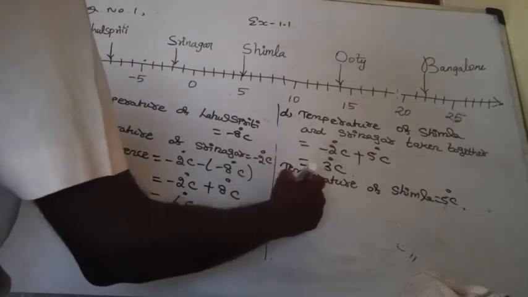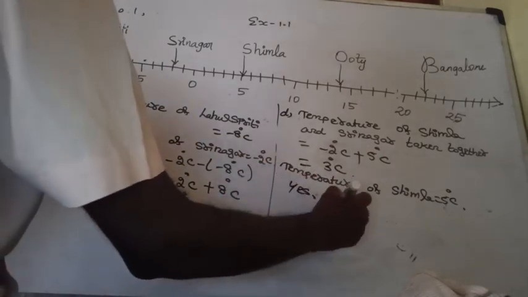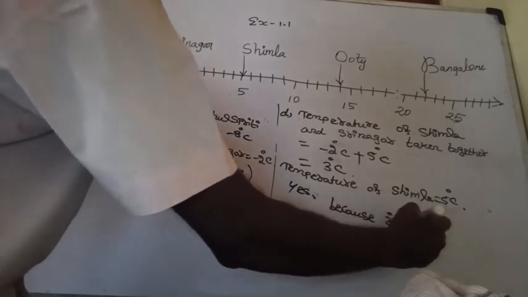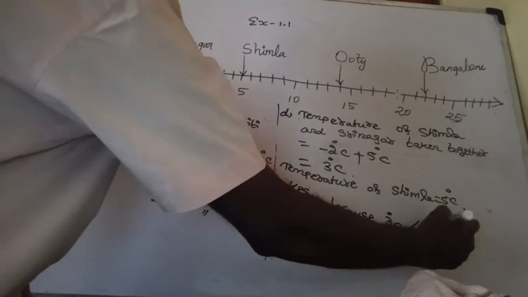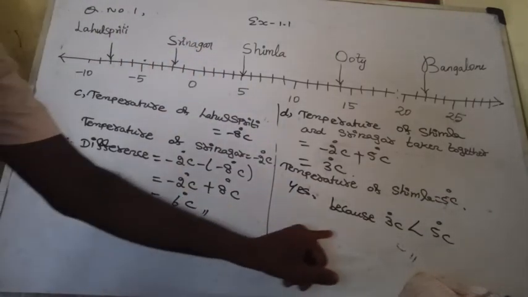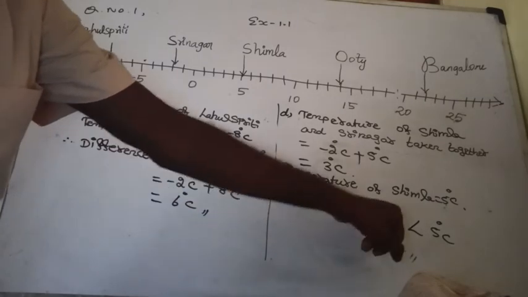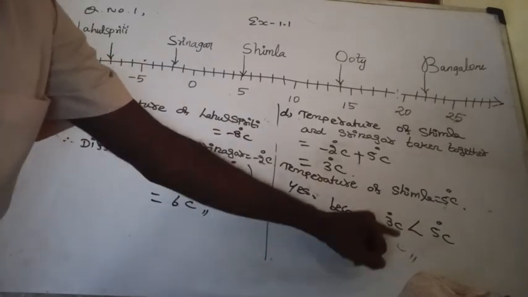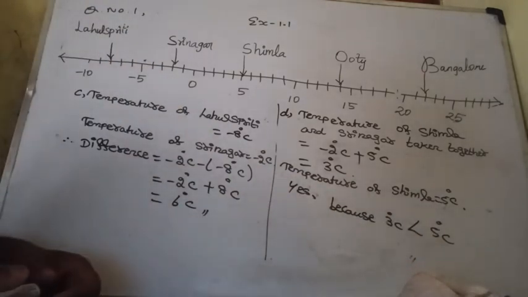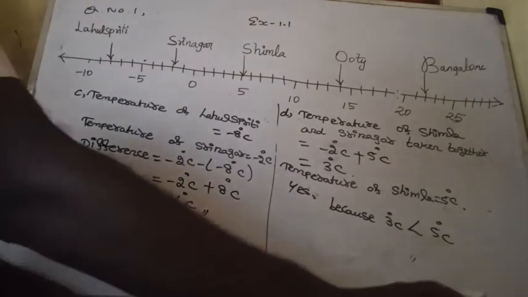Yes, because 3 degrees Celsius is less than 5 degrees Celsius. These 3 degrees Celsius means that the temperature of Simla and Srinagar taken together is less than the temperature of Simla. Are you getting it?